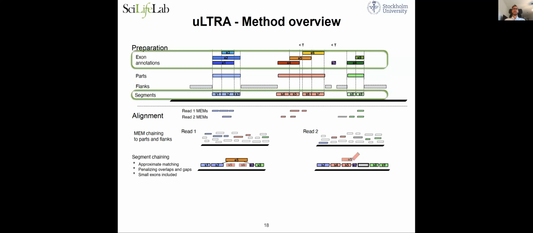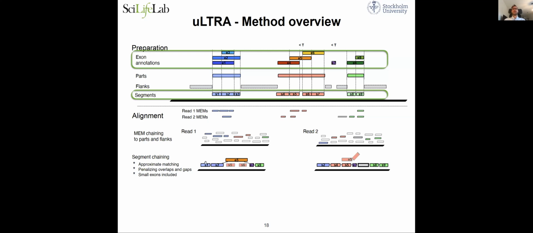So now to the second step, we make use of the exon annotations and the segments. We can note that each of these MEMs in the optimal solution overlap segments and/or exons in our indexing. So we take all the segments and exons that overlap these MEMs on the genome, and we align them back to the read. And then we solve a second chaining problem.